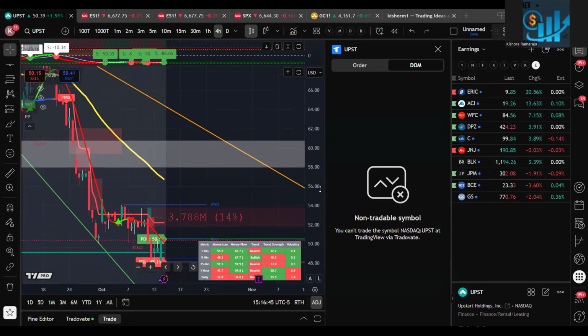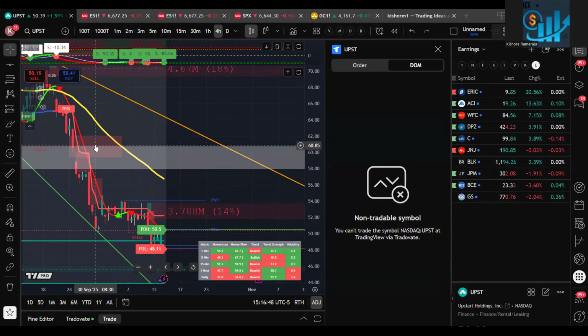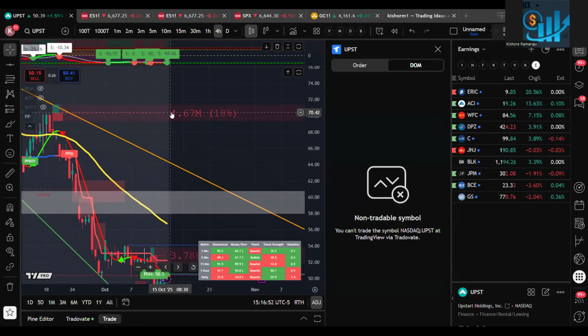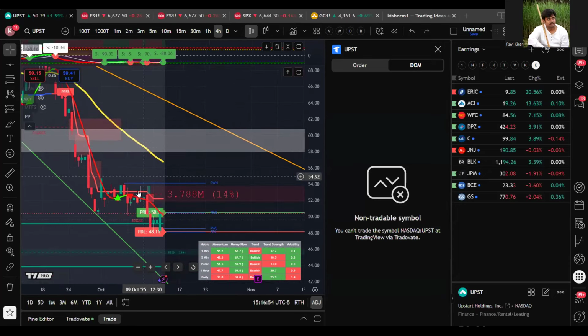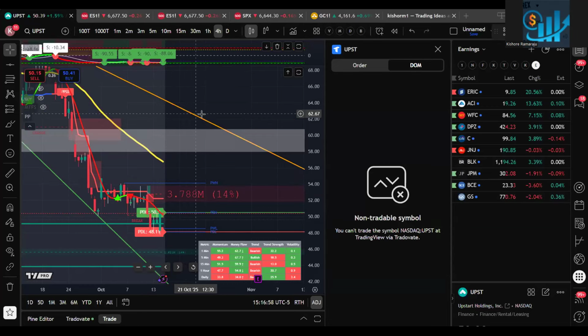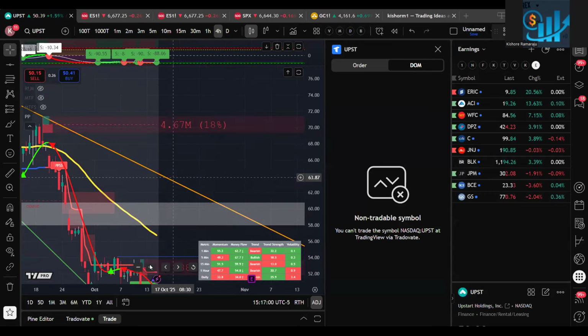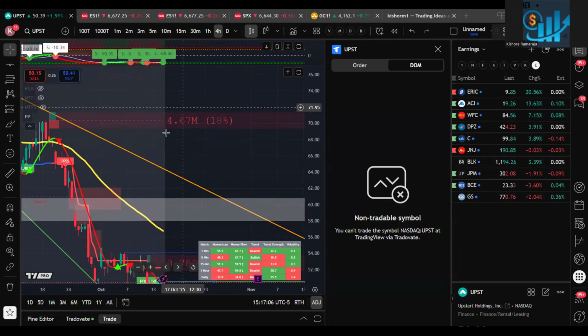Once it breaks it, you have a few more sellers at 61. If it breaks that, then 70. It will first go here, then do a pullback. Next time it will go till 60, do a pullback, and finally it will go to 70 by end of year or something. Last time earnings were bad, so it dropped, but if earnings are good this time, it can go to 70.